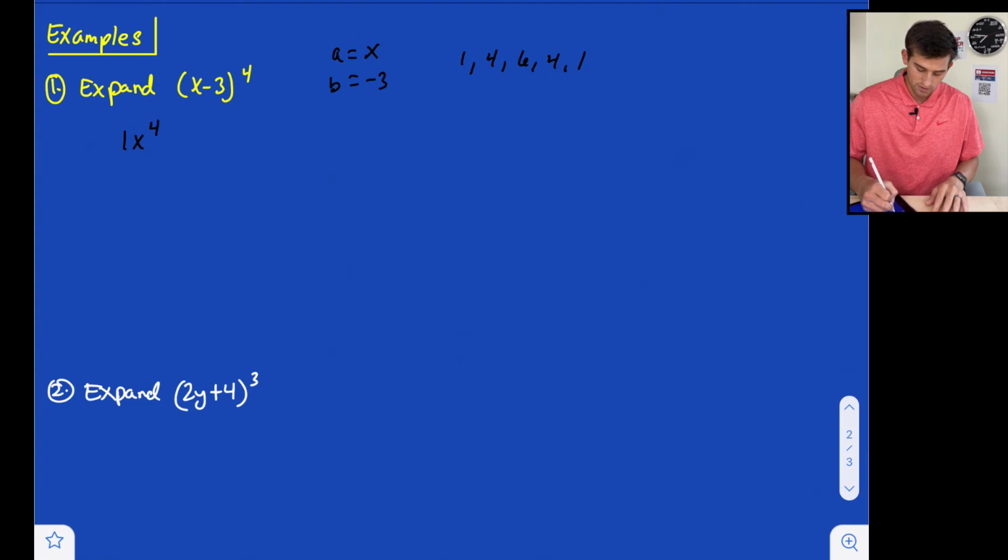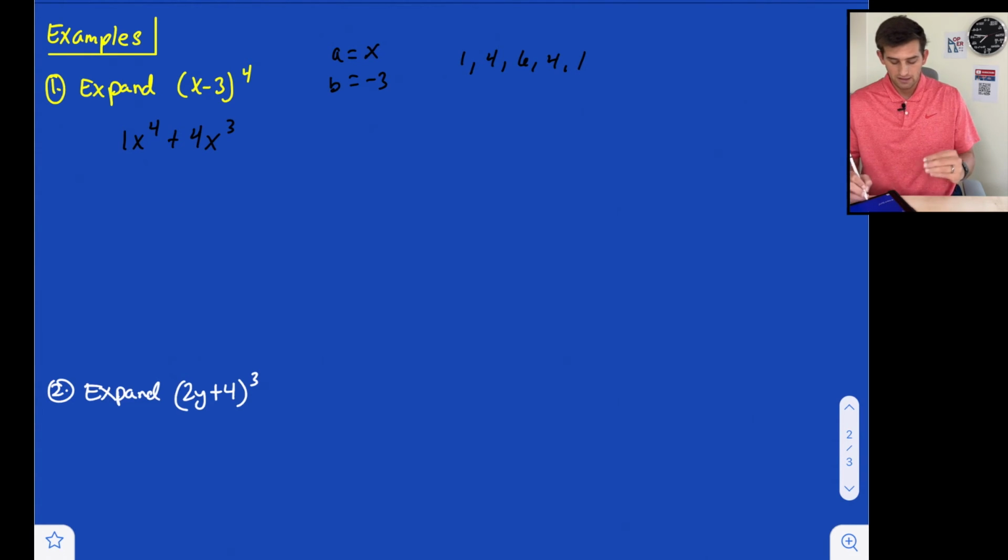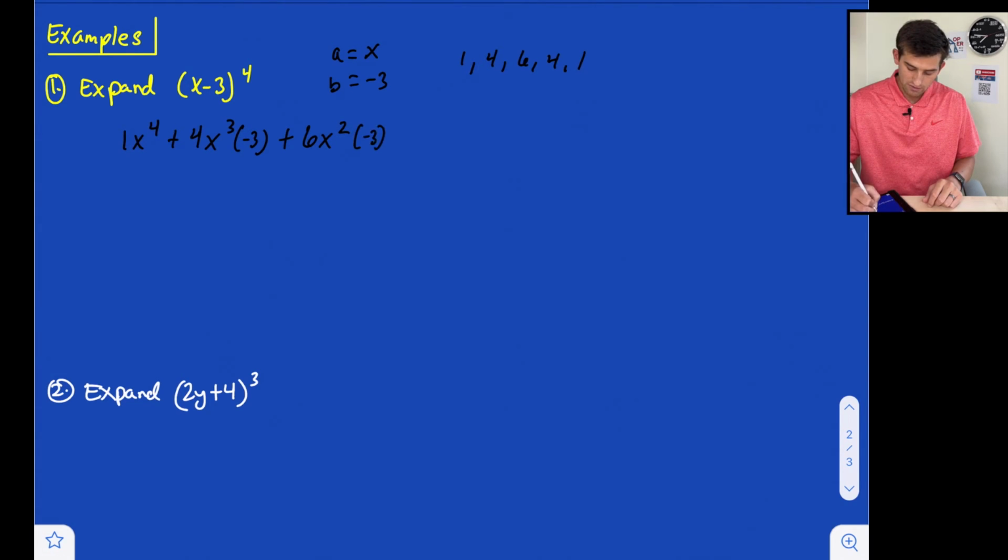So this would be 1x to the 4th plus 4. Now we're going to decrease our powers of x here, so 3. And now we're going to bring in our b term, which is negative 3, and it's going to have a power of 1 there. Okay, now we go to 6. Now we're going to decrease our power of x to a 2, and we're going to increase our power of negative 3 to a 2.